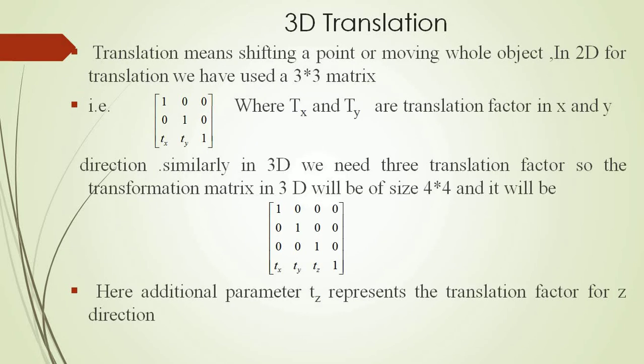So let us look at 3D translation. It is the next part of the 2D model. In 3D translation, instead of a 3 by 3 matrix, a 4 by 4 matrix is used, where Tx and Ty are the translation factors in x and y. In 3D, Tx, Ty and Tz are the translation factors.